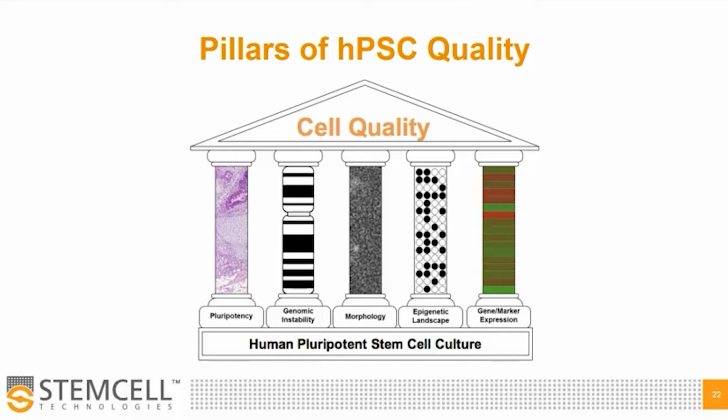Although the field is aware that the epigenetic landscape of the cells must play a role in their overall quality, it is still unclear how this is the case. At this time, we will discuss the other 4 pillars and how they should be assessed to give an overall picture of hPSC quality.